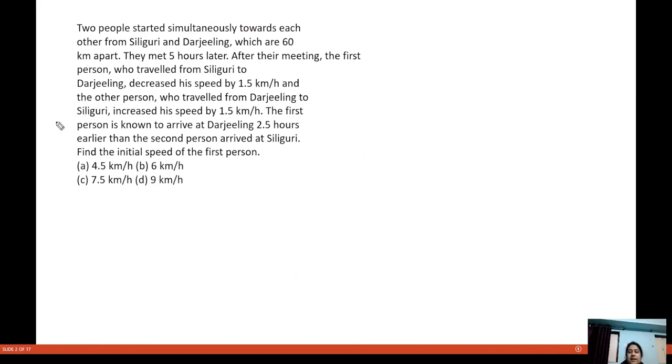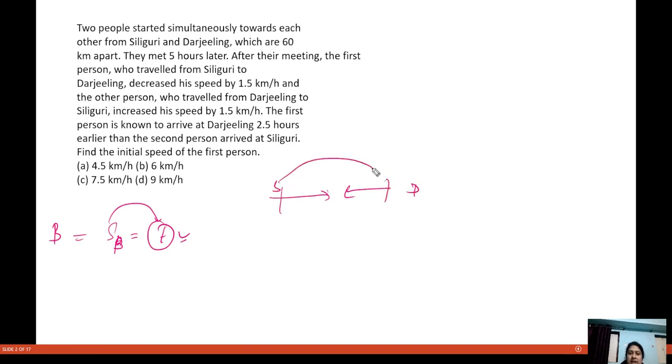See what I did here. I started doing this question very simply. How? See, I took the speed of the person who is traveling slower. So the time taken by SB I will take as T. Okay, the time taken by the person B, who is traveling from Siliguri to Darjeeling, while the other is traveling from Darjeeling to Siliguri.